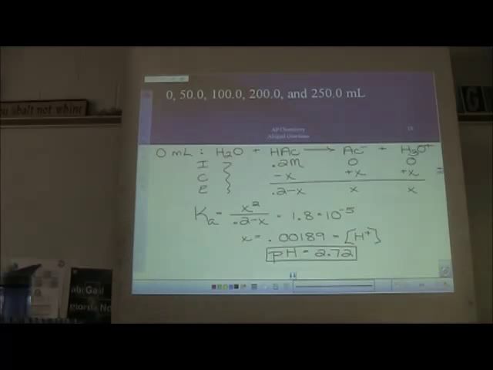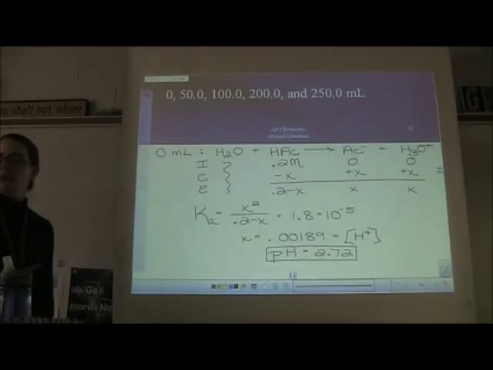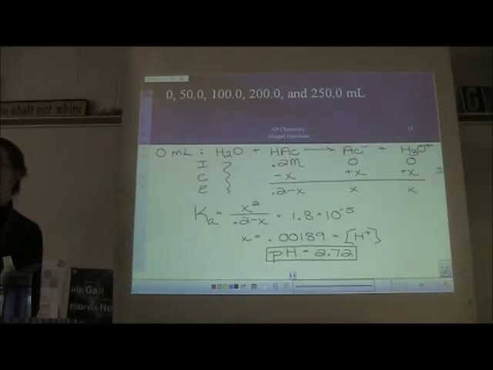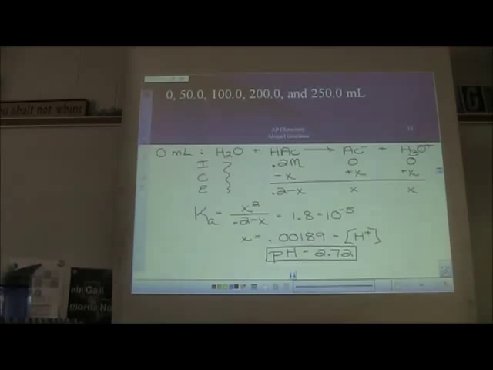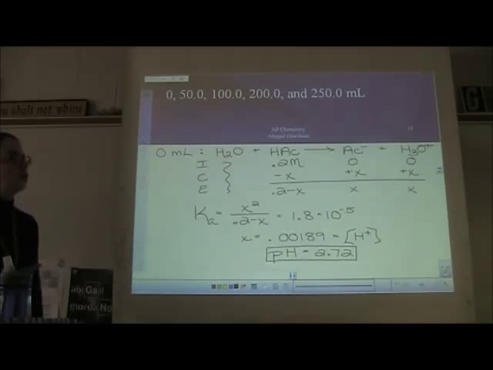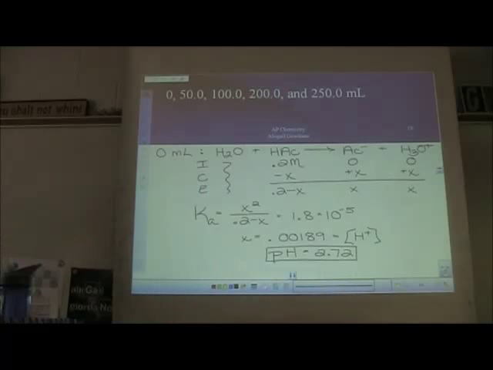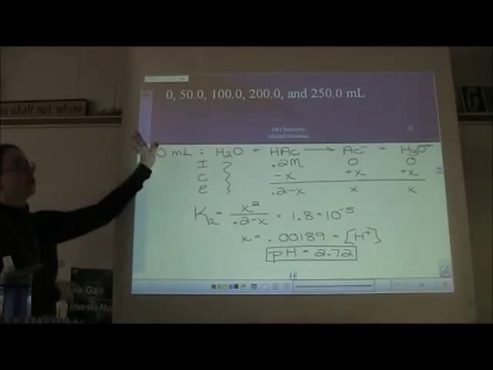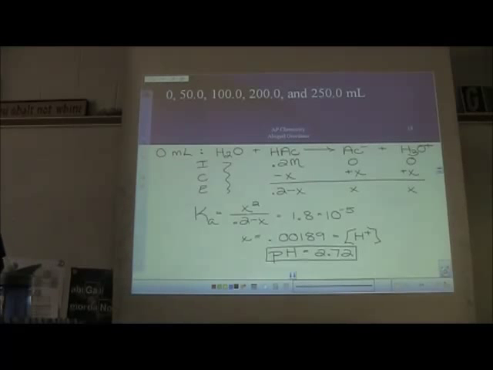So, would you need to list out your major species for that first step? You could if you wanted to. But typically when you only have one thing present, you don't really need to do that. But let me say this. If you did list out your major species at the beginning of this problem where there is no base, what would your major species have been? Water and what else? Acetic acid.